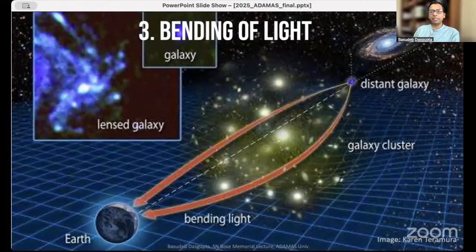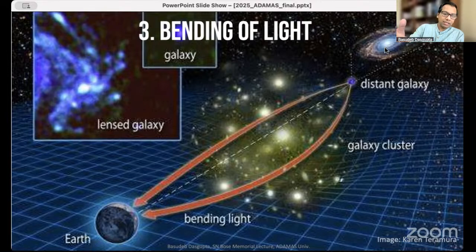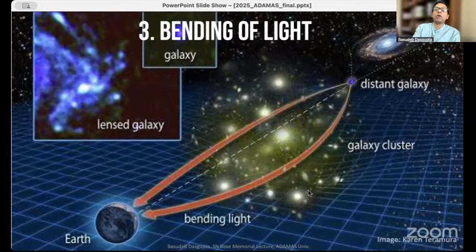Now, the third line of evidence, this is using bending of light. Imagine that we are here on Earth and we are looking at a distant galaxy, which is shown here. And light from this galaxy, as it is trying to go in a direction away from Earth, could get bent towards Earth if there is a very massive object, let's say a galaxy cluster in the middle. And as a result, from Earth, we will be able to, in principle, even see multiple images of this faraway galaxy.